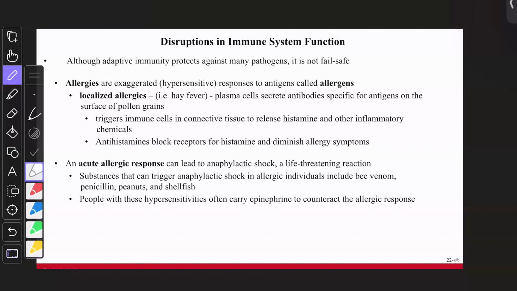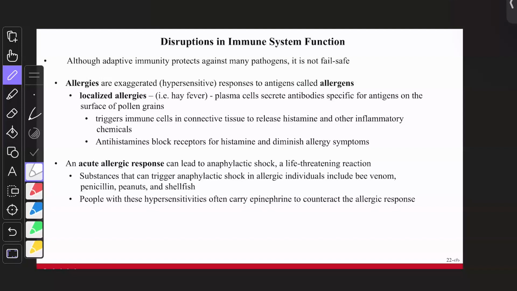Yes, and it does it by blocking the receptor, right? So the receptor gets blocked by the antihistamine, which means that that allergen, that pollen antigen, can't get to the receptor to trigger a response. Okay, so you're still allergic to pollen, you're just not feeling the response because the receptors are not available. Make sense?